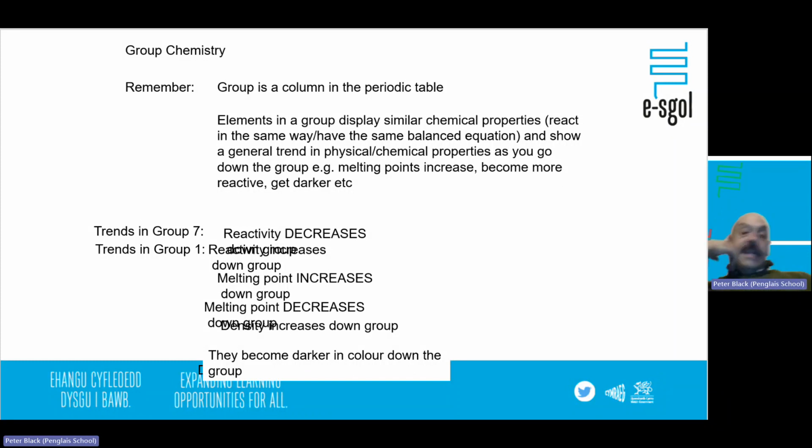Well, a group is a column in the periodic table, and they contain what we call families of elements. And it's really useful to know that if you've got elements in a group, and we'll see this when we look at groups 1 and 7, the chemistry is very, very similar, even to the extent that we can interchange symbols for elements in the same group within a balanced equation.